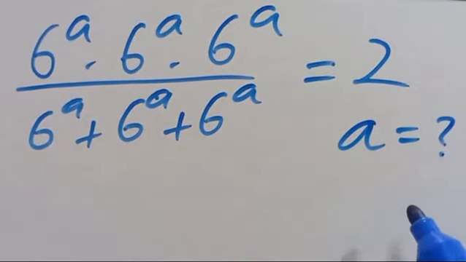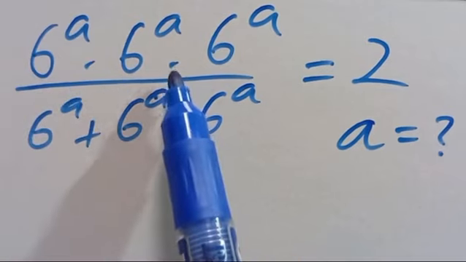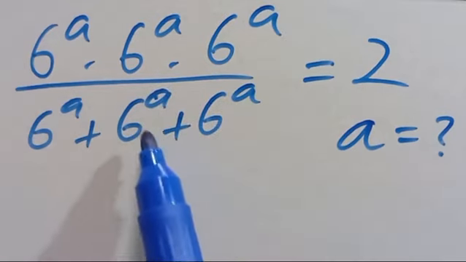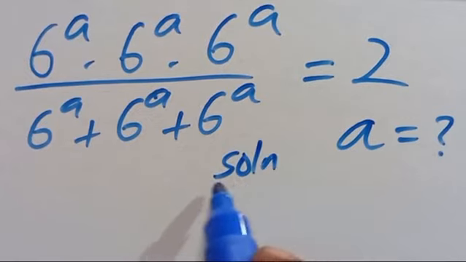What is the value of a, given that 6 to the power of a multiplied by 6 to the power of a multiplied by 6 to the power of a, divided by 6 to the power of a plus 6 to the power of a plus 6 to the power of a, equals 2? Then let's have the solution.